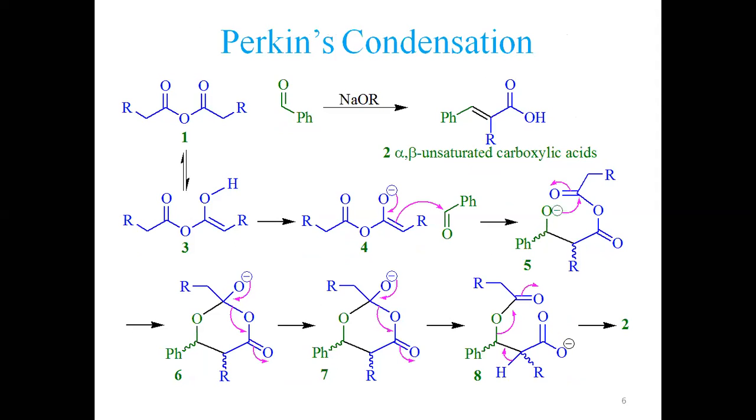aldehyde. This is what we call Perkin condensation. Let's see, we started with an anhydride. This is an anhydride. The R group is the same. So either the enol form generates this side or the enol form generates the other side. It is the same, no difference. So when it couples, it results in the formation of alpha beta unsaturated carboxylic acids, not esters.